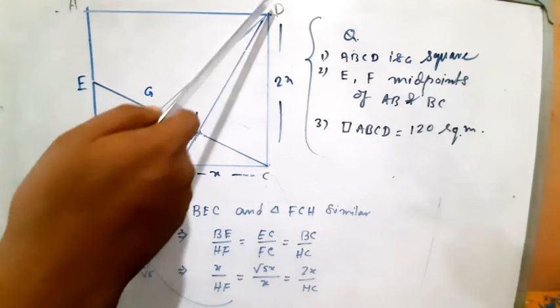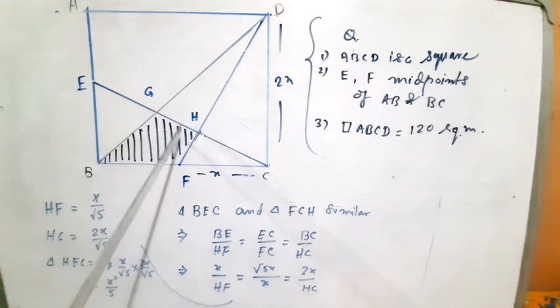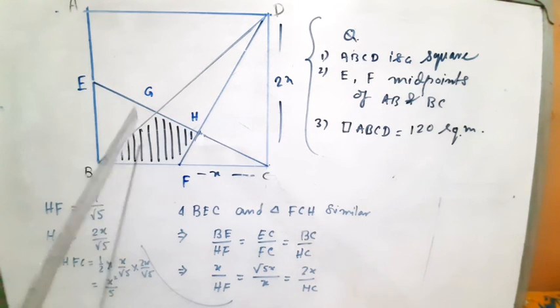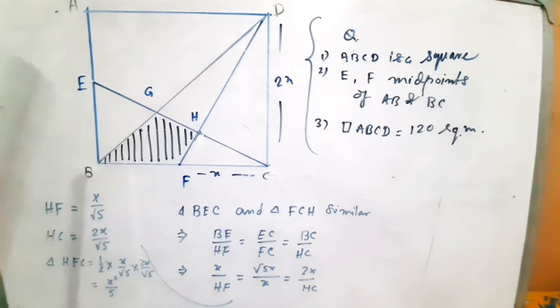CE is connected, DF is connected, and diagonal BD is connected. So the shaded portion is BGHF. We have to calculate its value. Now check.